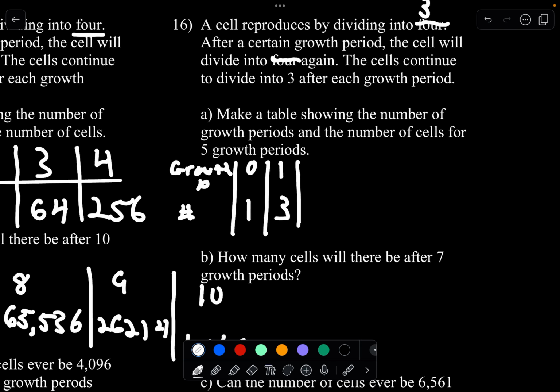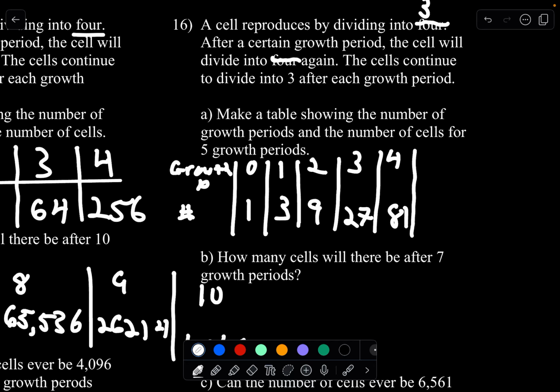On the second, it divides into 3 again each, and that's going to be 9. On the third, so we're multiplying by 3 each time, on the third growth period, it'd be 27. Fourth growth period would be 81. In the fifth, it would be 3 times 81, which is 243, I think. I hope.